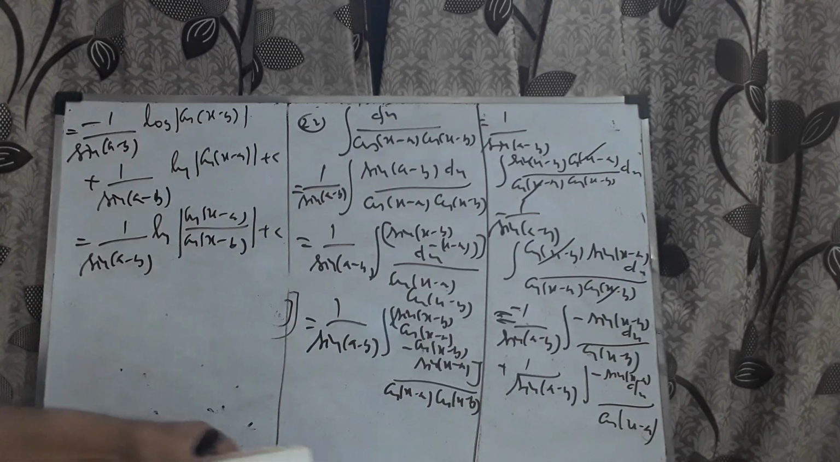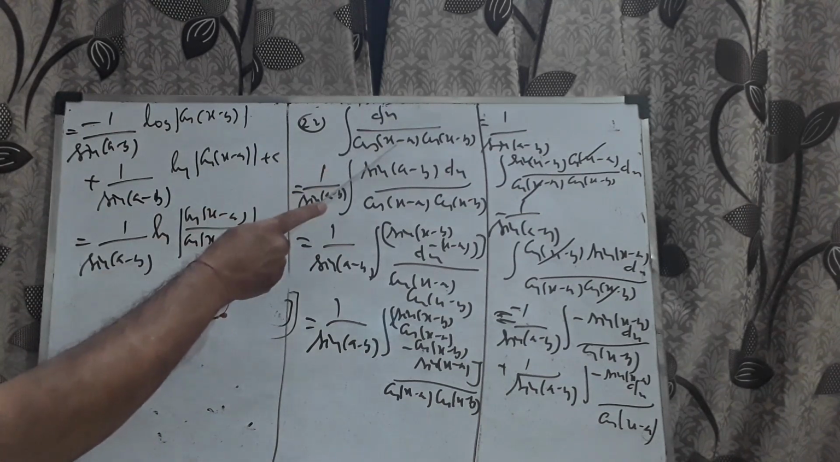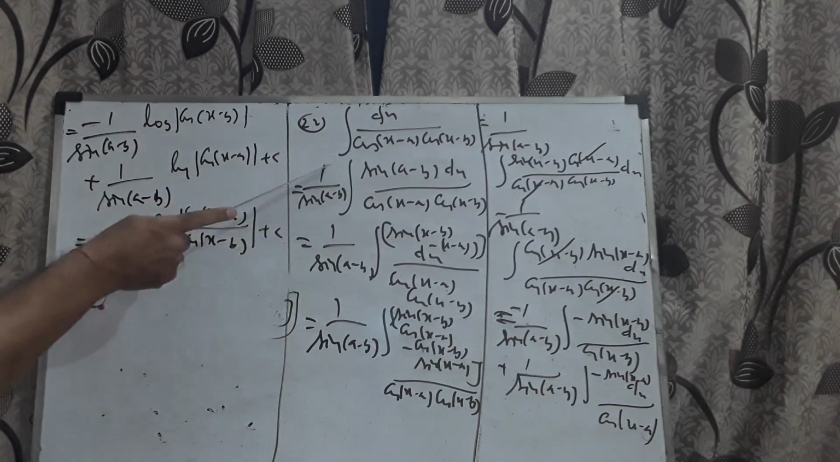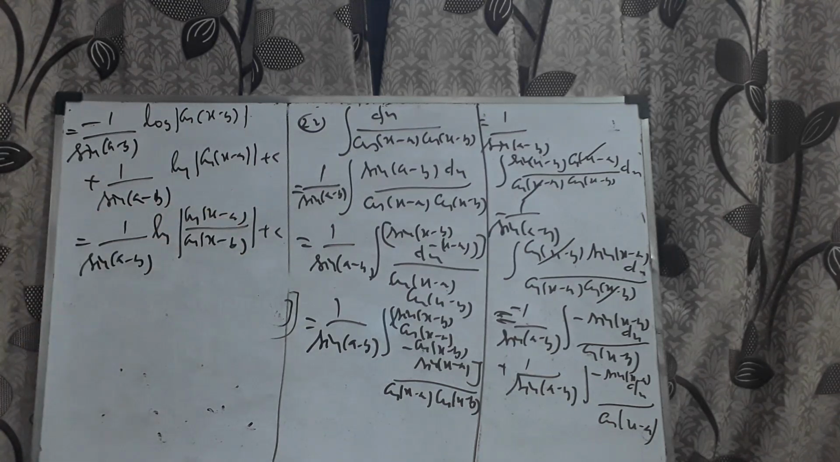Okay, I repeat the whole process. This is the question given to you. Integral dx by cos x minus a into cos x minus b. Multiply and divide by sine a minus b. It comes only out of practice. Sine a minus b being a constant, I am writing 1 by sine a minus b outside the integral. I should not take any variable outside the integral.